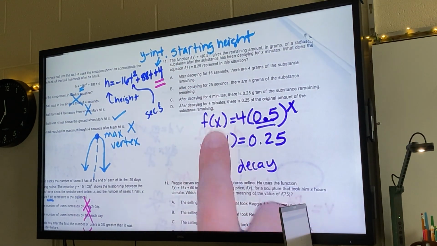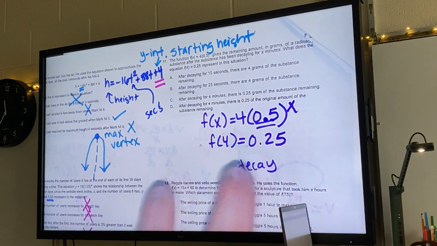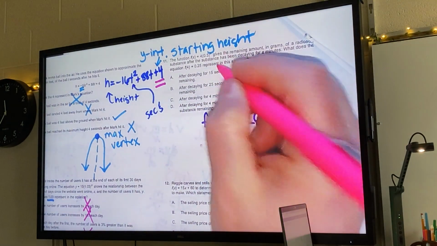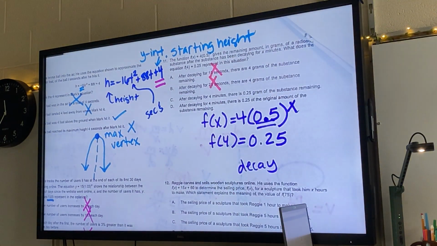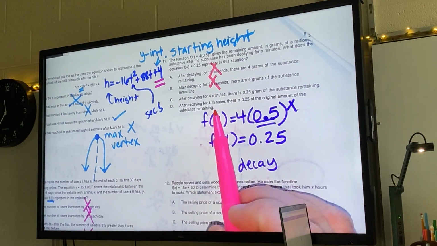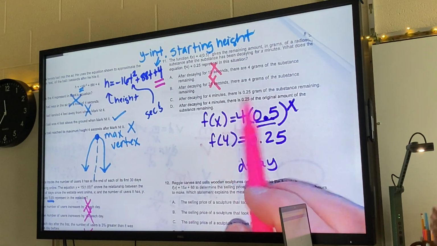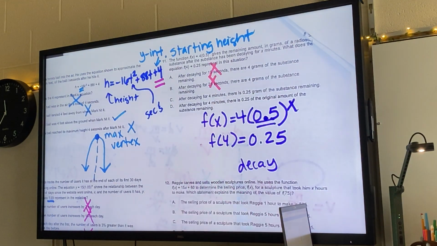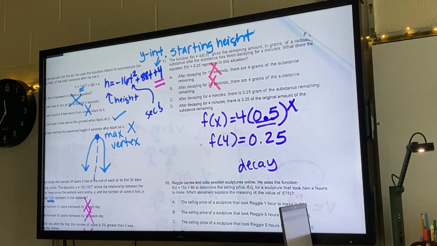All right, so let's look at our answer choices. A couple of these answer choices have numbers that we have not even mentioned. So which answer choices can we kill? A and B. So C and D are so similar, it's scary. C says after decaying for 4 minutes, there is 0.25 gram of the substance remaining. D says after decaying for 4 minutes, there is 0.25 of the original amount of the substance remaining.